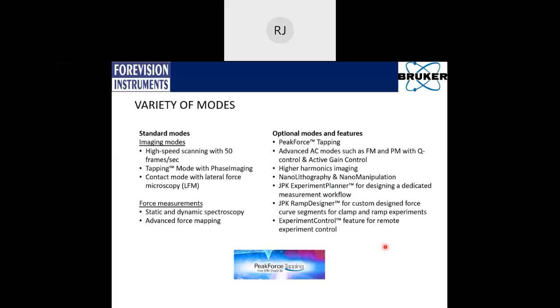And there are a few optional modes also available, like peak force tapping, advanced AC modes, higher harmonics imaging, and nanolithography and nanomanipulation. And for force measurements, the JPK ramp designer will help you to design your force measurement. And we have an experimental control feature to remotely control your experiments.